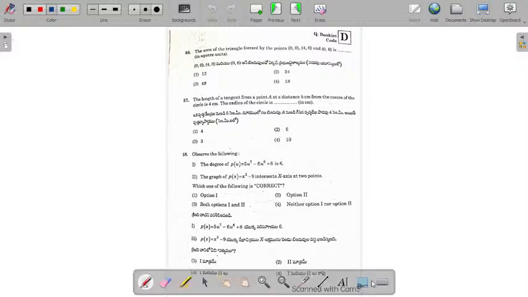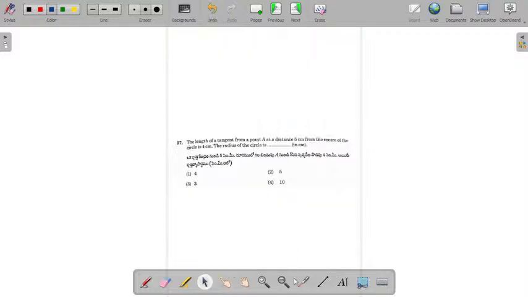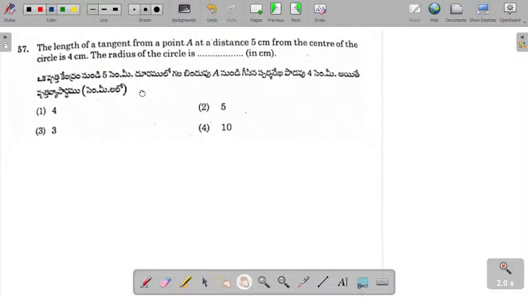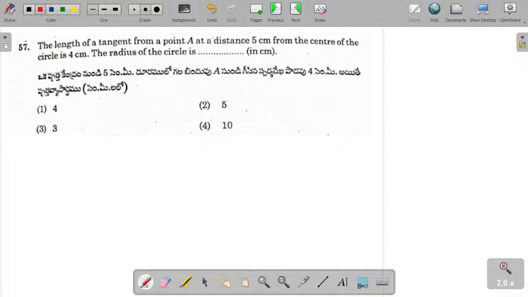56th question done. Let us move to the 57th question. First let me read the question. The length of a tangent from a point A at a distance 5 centimeters from the center of the circle is 4 centimeters. Then the radius of the circle is. This question is from the tangents and secant chapter and is also a figure based question.